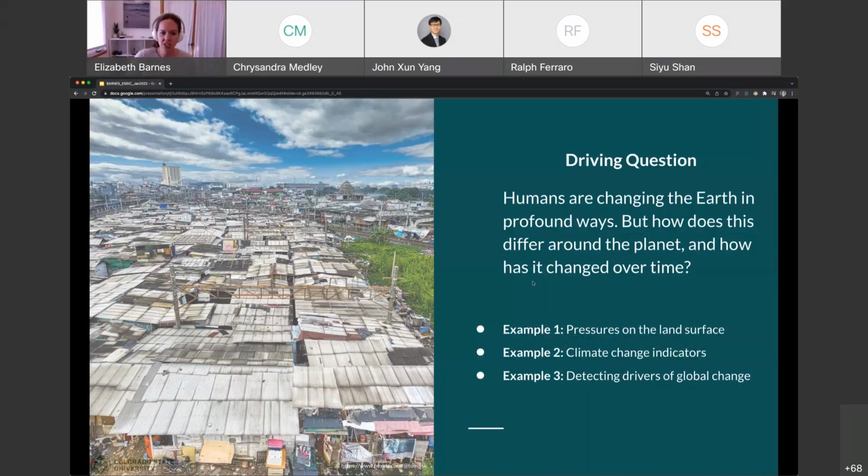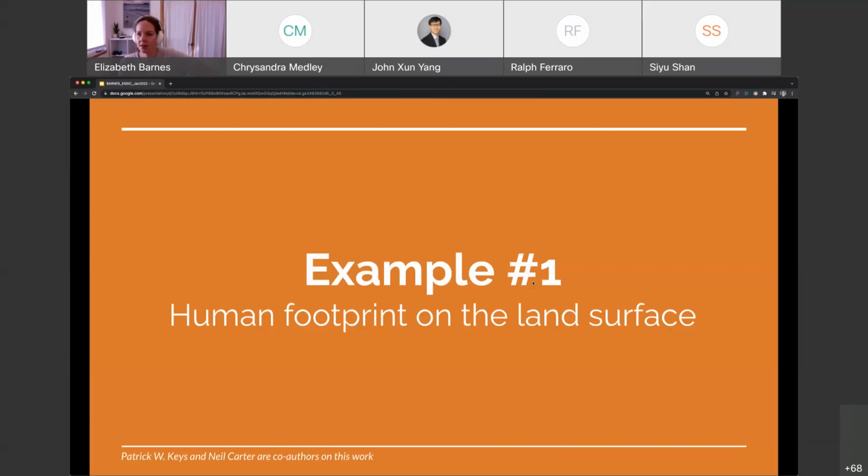Humans are changing the Earth in profound ways, but how does that differ around the planet and how has it changed over time? So the first example today is going to be thinking about human pressures on the land surface. Then we're going to change to looking for climate change in maps of different scientific variables, or geophysical variables. And then the third is going to be detecting drivers of global change. All right, example one, human footprint on the land surface.